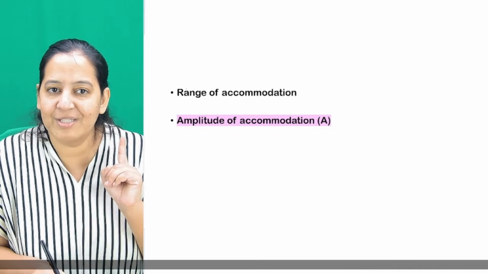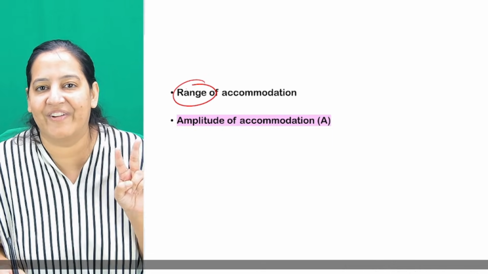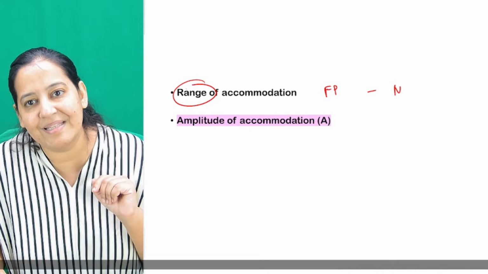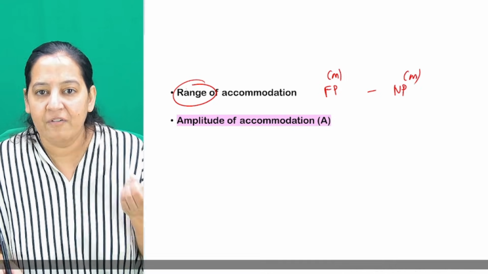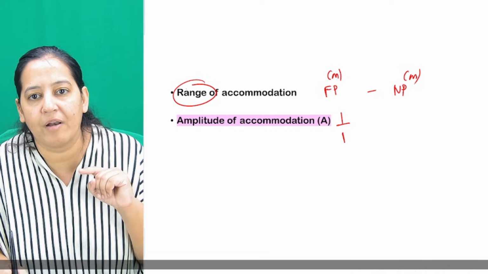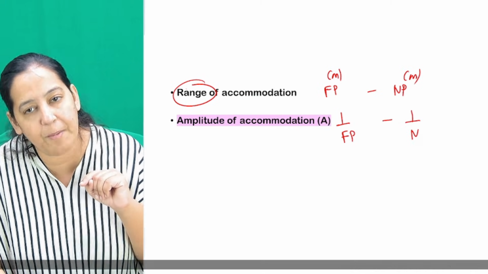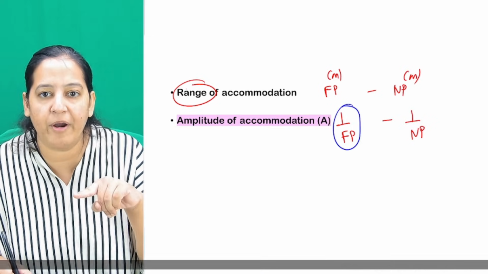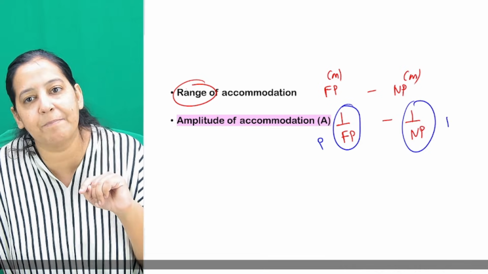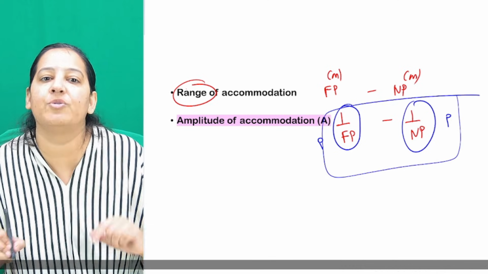Now, range of accommodation is easy to understand. We are deducing the difference: far point minus near point, preferably in meters. What is the amplitude? You take the reciprocal: 1 upon far point minus 1 upon near point. I mean the power. 1 upon far point will be the power here, and 1 upon near point will be the power here. That is the amplitude of accommodation.